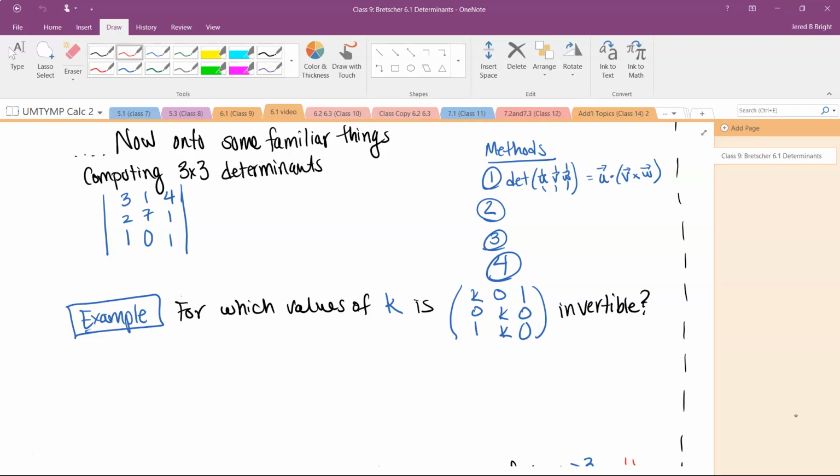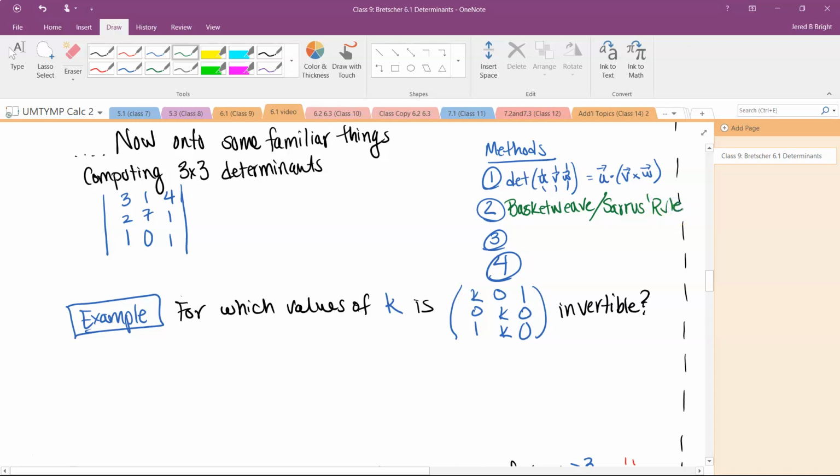You might remember cofactors, and we're going to get to cofactors, but before we get there, I want to give you one other method that you may not necessarily remember. I call it the basket weave method. Formally, it's called Sarrus's rule. So you can go ahead and Google that if you want.